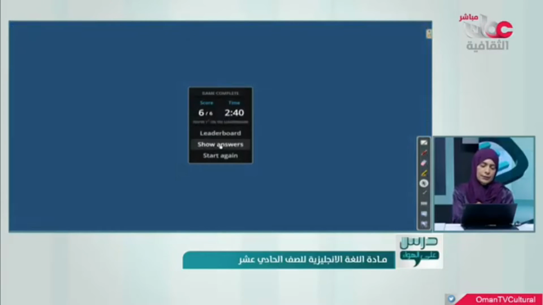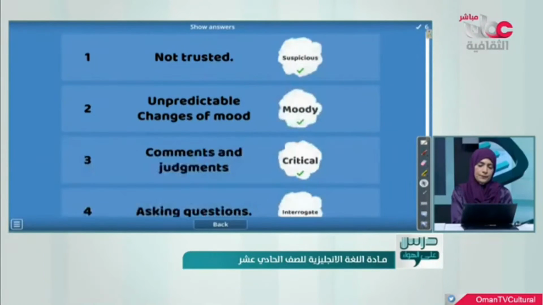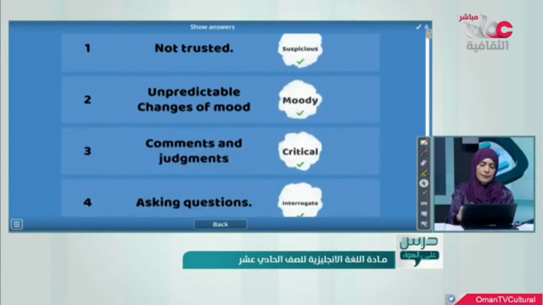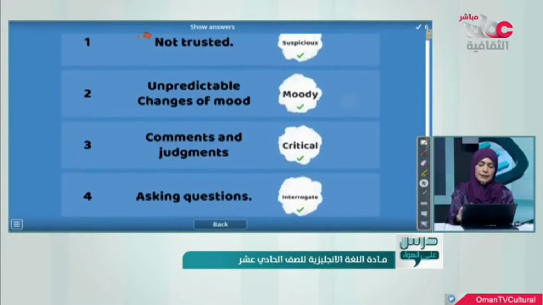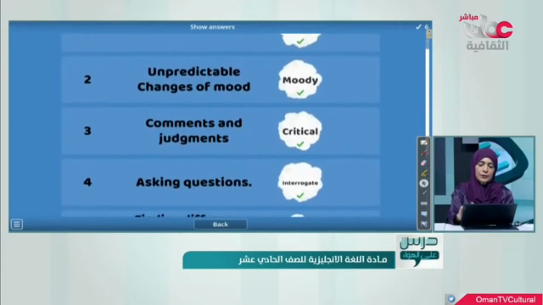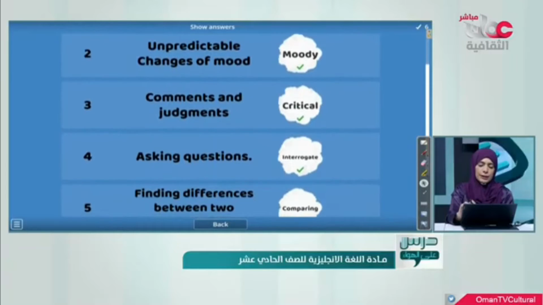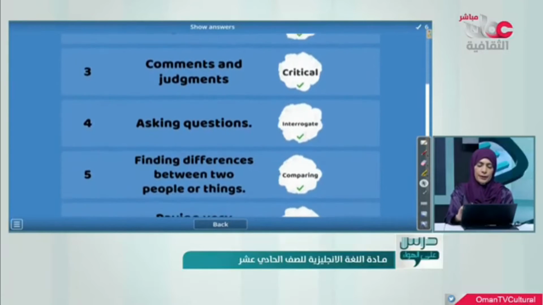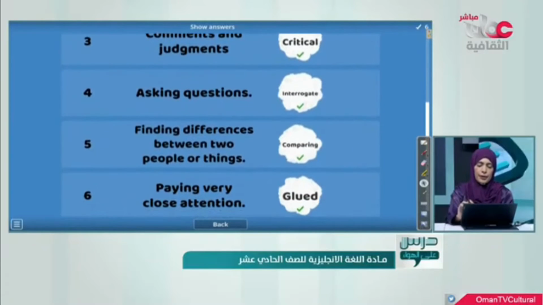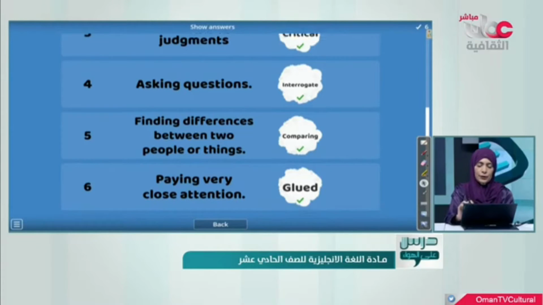Let's see the answers together. Here, as you can see: not trusted, suspicious; unpredictable changes of mood, moody; comments and judgments, critical; asking questions, interrogate; finding differences between two people or things, comparing; paying very close attention is glued.